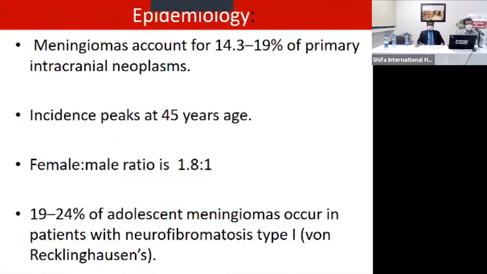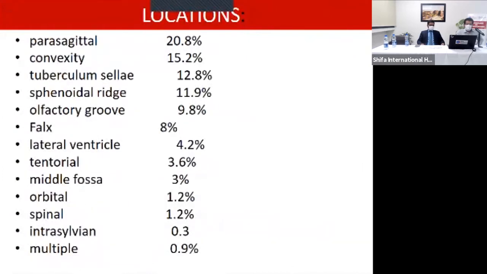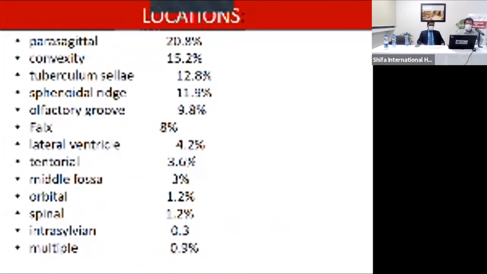Female to male ratio is 1.8 to 1. 19 to 25% of adolescent meningiomas occur in patients with neurofibromatosis type 1. It is also known as von Recklinghausen disease. So now, just an overview of the locations. Most common are the parasagittal ones, then the convexity meningiomas, and then the tuberculum sellae meningiomas.